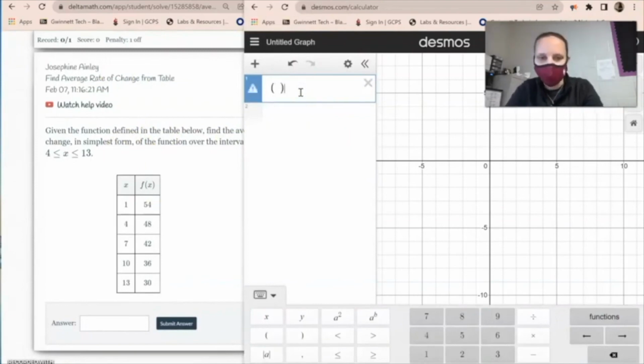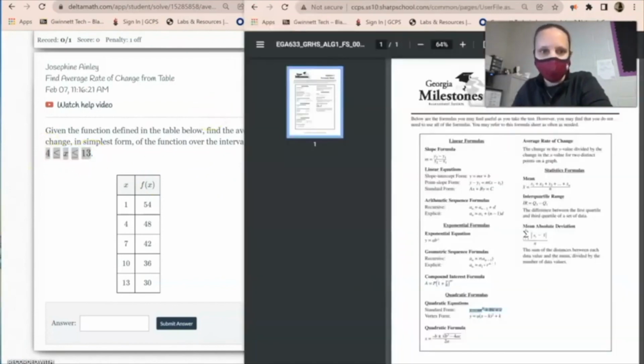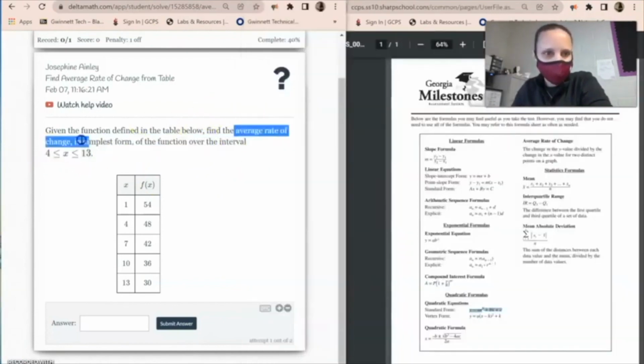Then parentheses minus parentheses over. So I'm going to do divided first. Parentheses minus parentheses over parentheses minus parentheses. So once you have that set up, they're always going to give you the x values. And remember, we're going off of, what is this? Slope, right? Average rate of change.